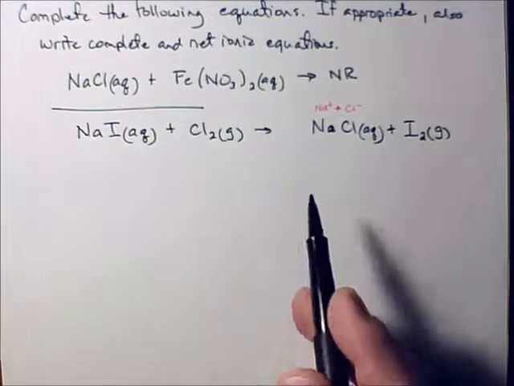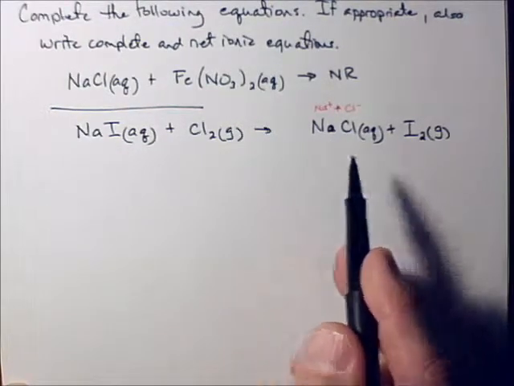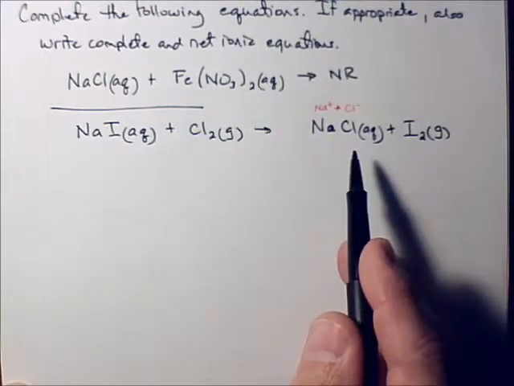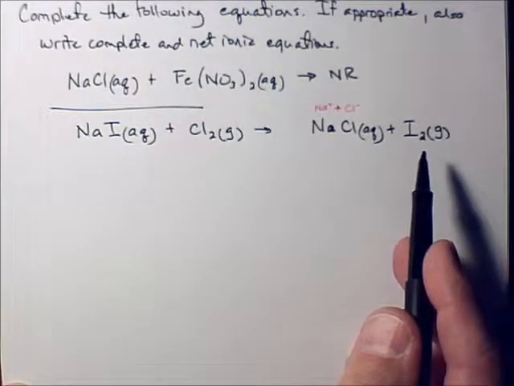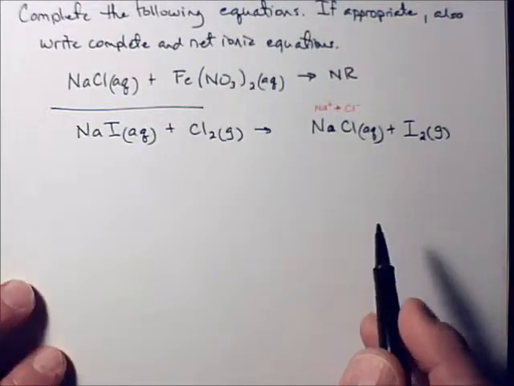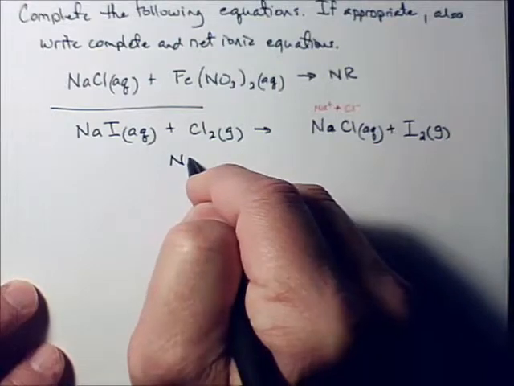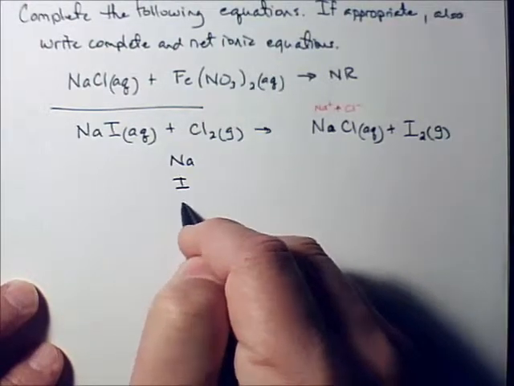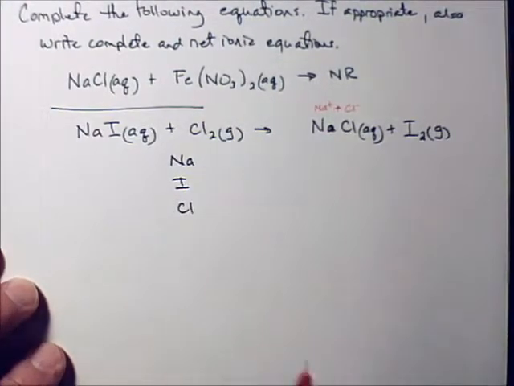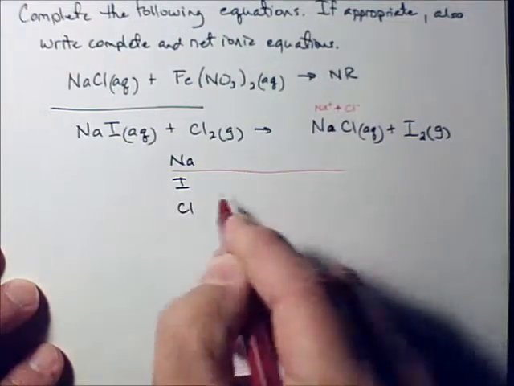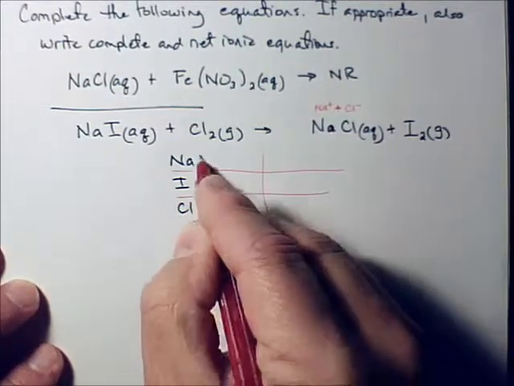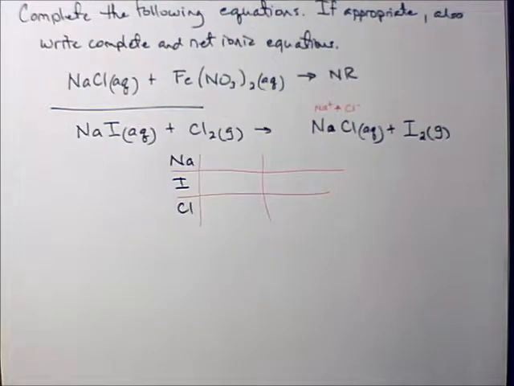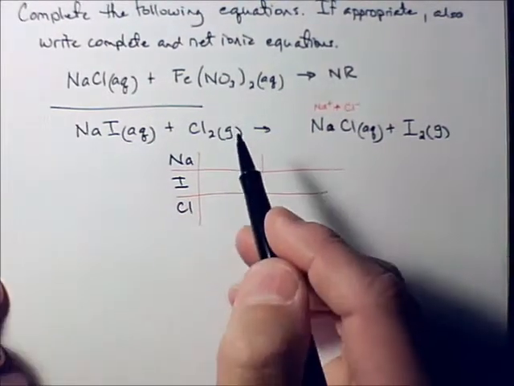So we have the formulas balanced. We have the physical states identified. We're ready now to do an atom inventory to balance the equation. So we're listing all the elements. We're making a kind of grid to carefully count all the atoms to make sure we have the same number of atoms on both sides so that our work will obey the law of conservation of mass.